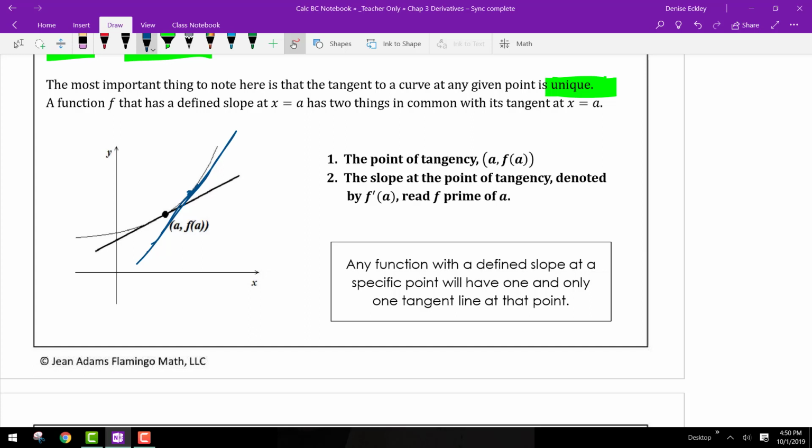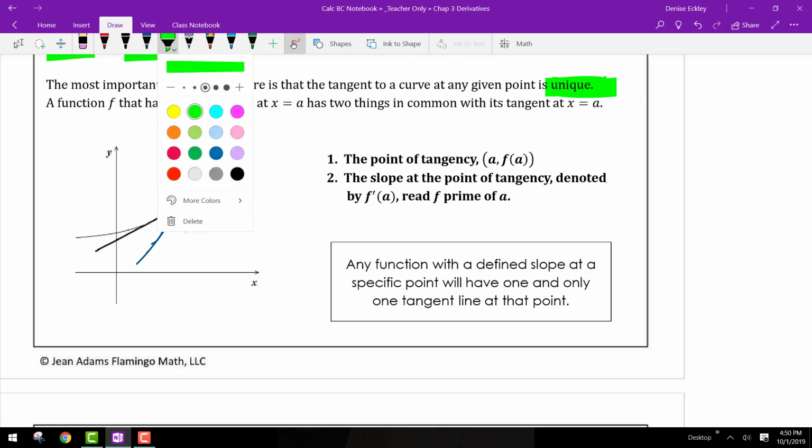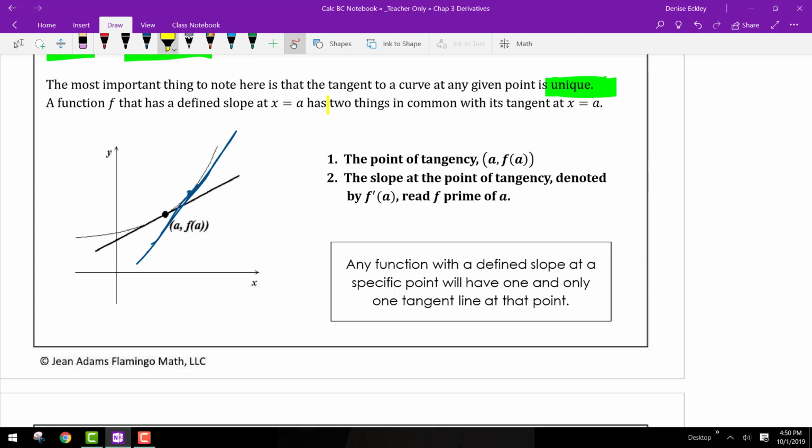You can also have tangent lines that change direction as you move along the curve. So at one point, a tangent line could have a positive slope, at another point, it could have a negative slope. So the important thing to note here is that a function that has a defined slope at x equals a has two things in common with its tangent line at x equals a. One is the point of tangency. It has to touch somewhere.